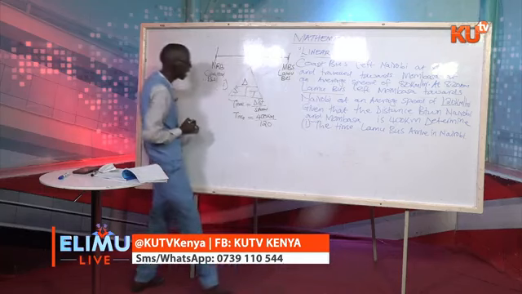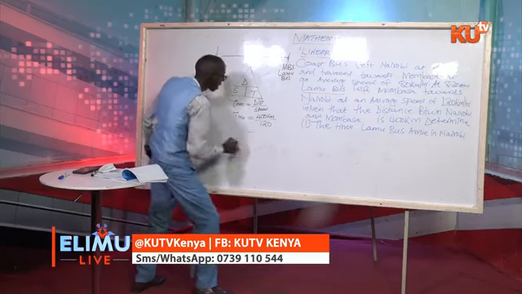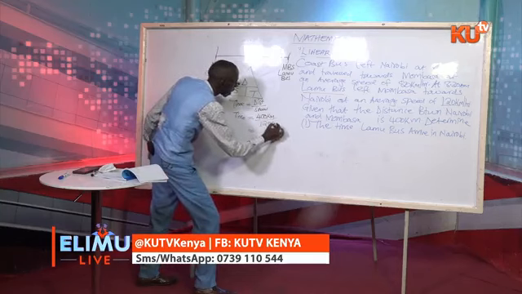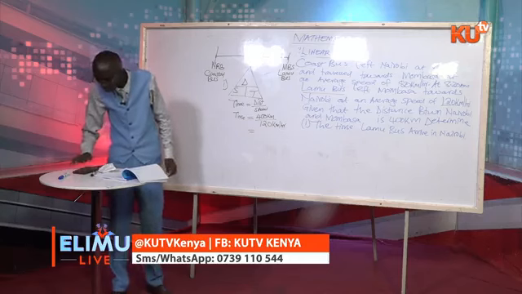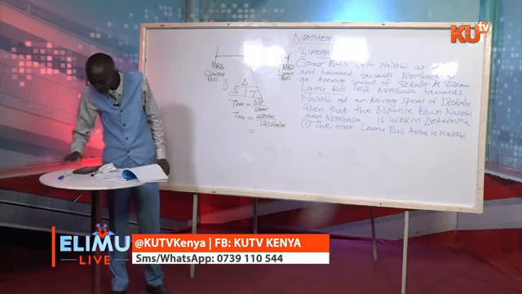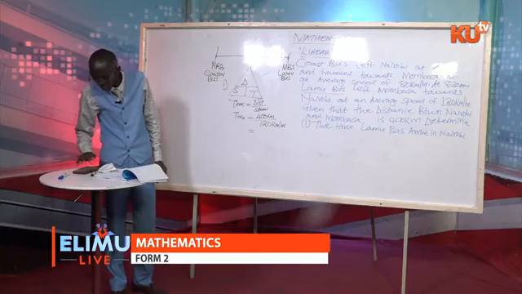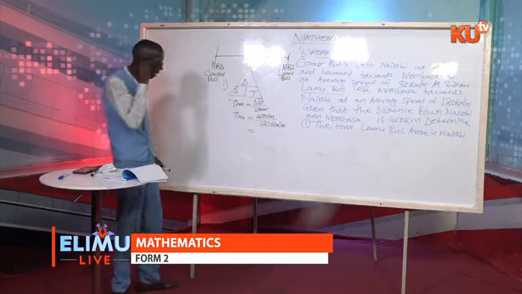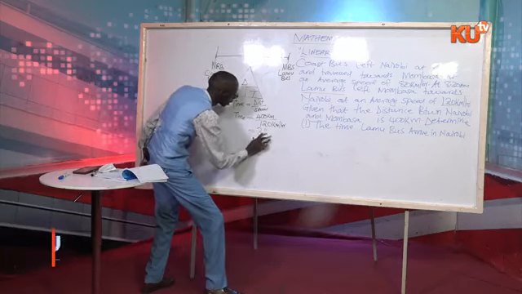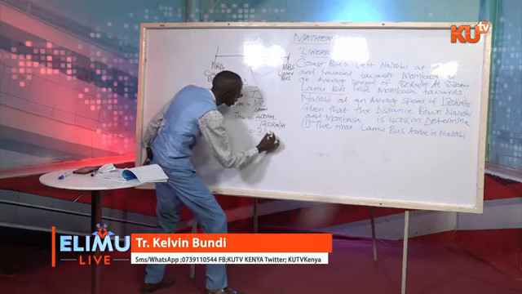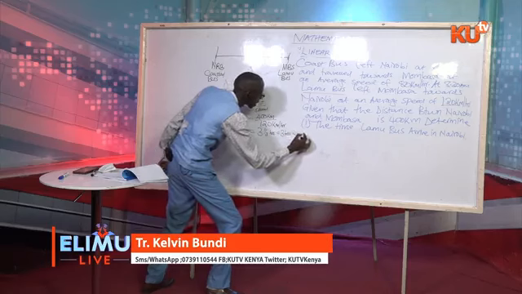So the time taken to arrive in Nairobi by the Lamu bus is 400 kilometers divided by 120 kilometers per hour. I'm going to calculate as you calculate also. 400 kilometers divided by 120 kilometers per hour, that is 3.5 hours, which is the same as 3 hours 20 minutes.